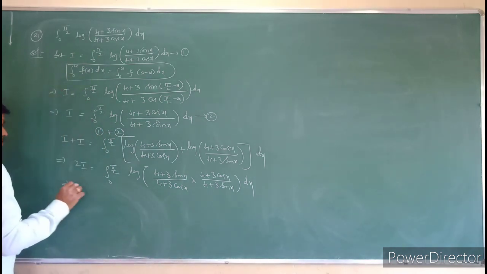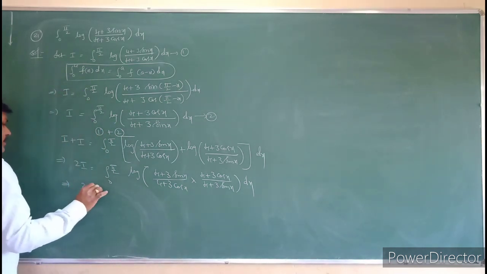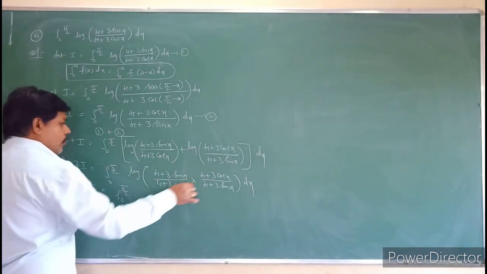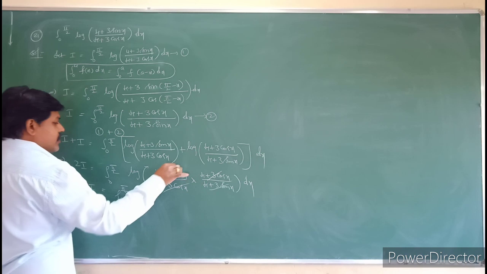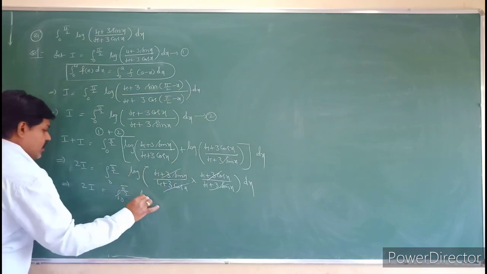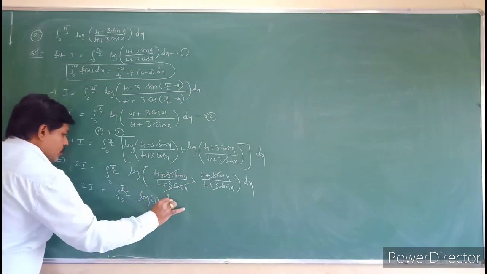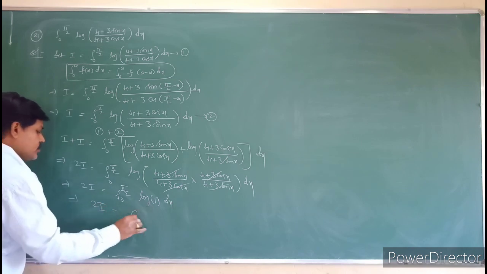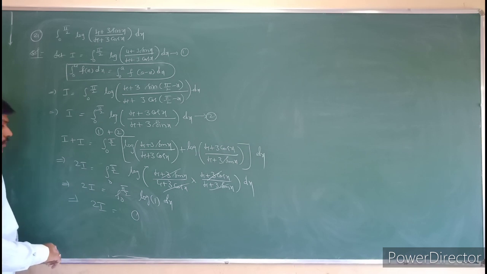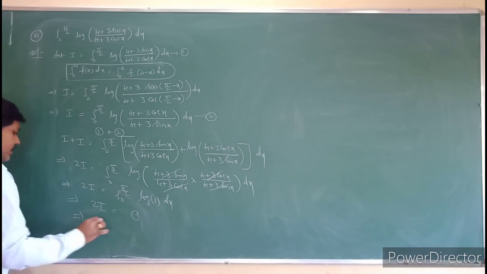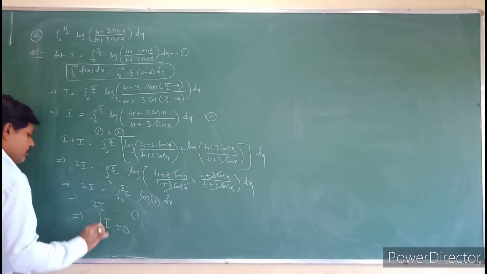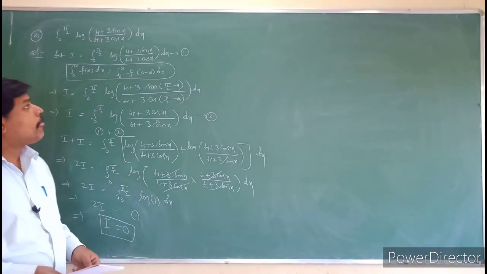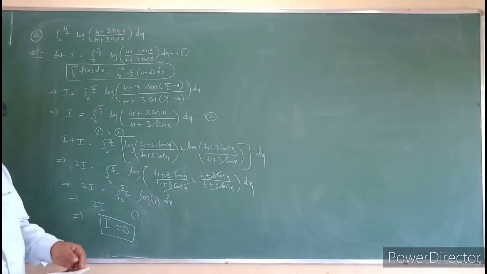So that implies 2I is equal to integral 0 to pi by 2, and 4 plus 3 cos x, 4 plus 3 sin x will be cancelled. It will become log 1 into dx. So that implies 2I is equal to log 1, which is 0. So the total function will become 0. So that implies I will become 0. So see that question, students, I will become 0 only.